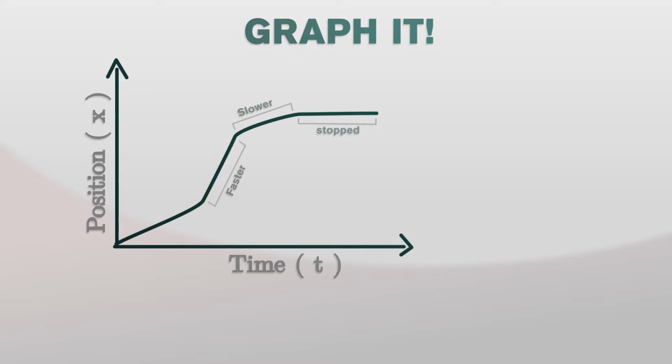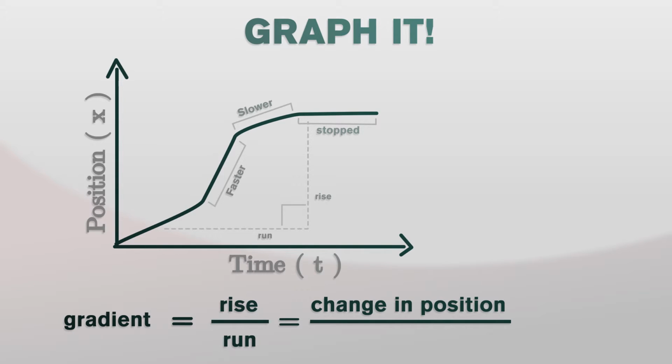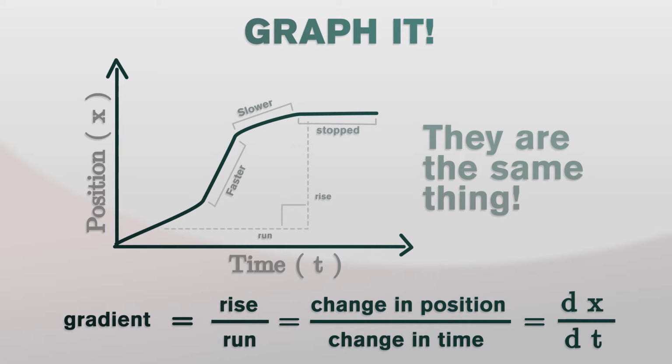So the rate of change of the car's position versus time, also known as the car's speed, is related to the gradient. Remember back in high school when we said that gradient is rise over run? Okay, so here the rise over any bit of the line is a change in position, and the run is the change in time. So rise over run is change in position over change in time. But from before, change in position is dx and change in time is dt. So gradient is the rate of change. They are the same thing. In this example, the rate of change is speed.